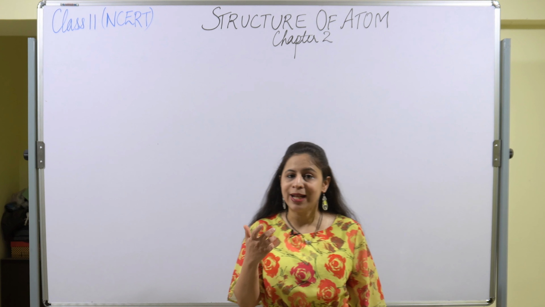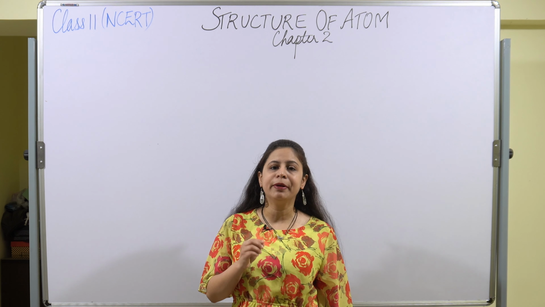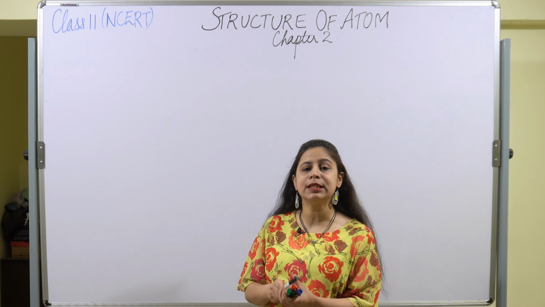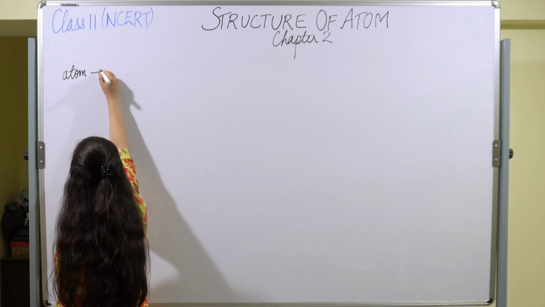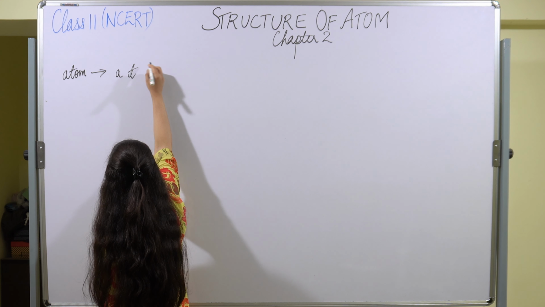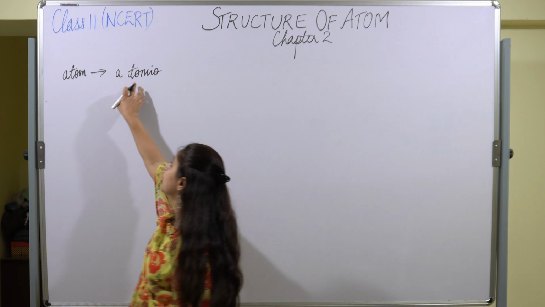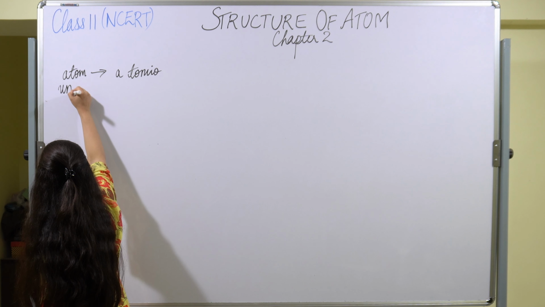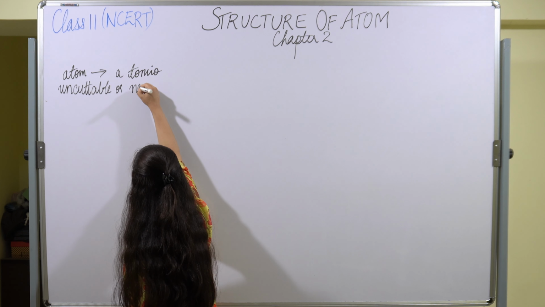So what actually is an atom? An atom is the smallest particle that cannot be divided. The word atom came out from the Greek word atomos, which means uncuttable or non-divisible.